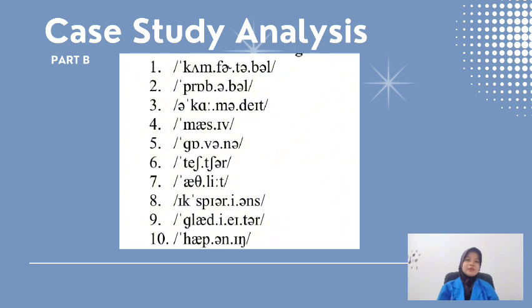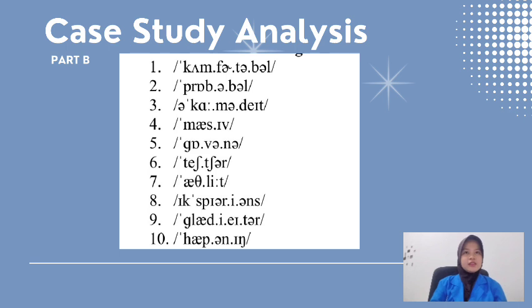Alright, now let's move to part B of our case study analysis. I will read with the right pronunciation. Number one, comfortable. Number two, probable. Number three, accommodate. Number four, massive. Number five, governor. Number six, texture. Number seven, athlete. Number eight, experience.